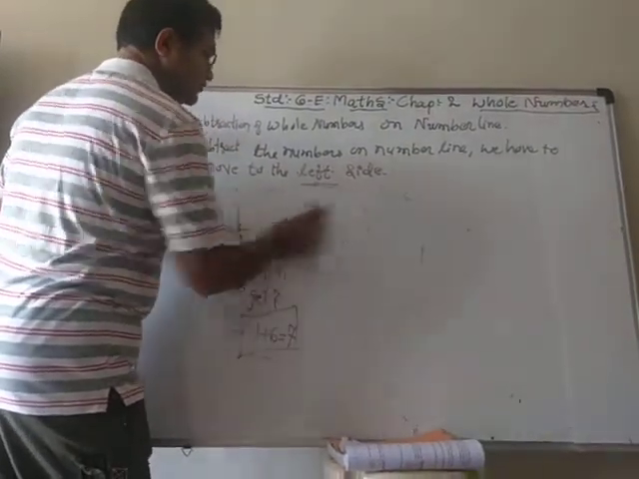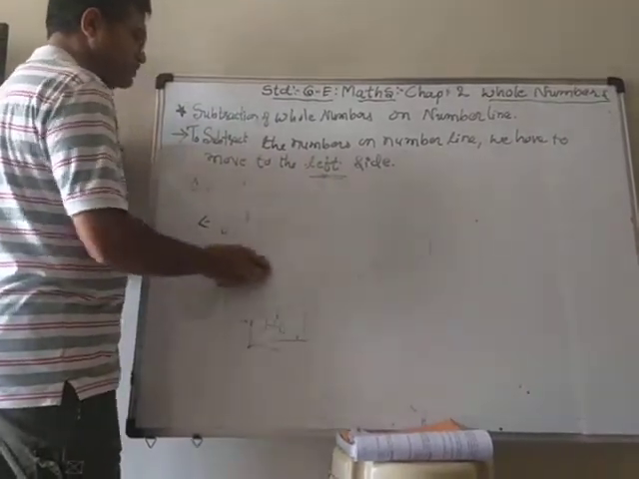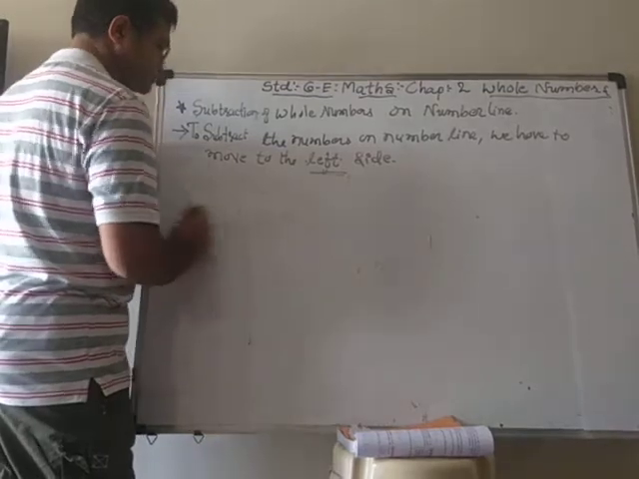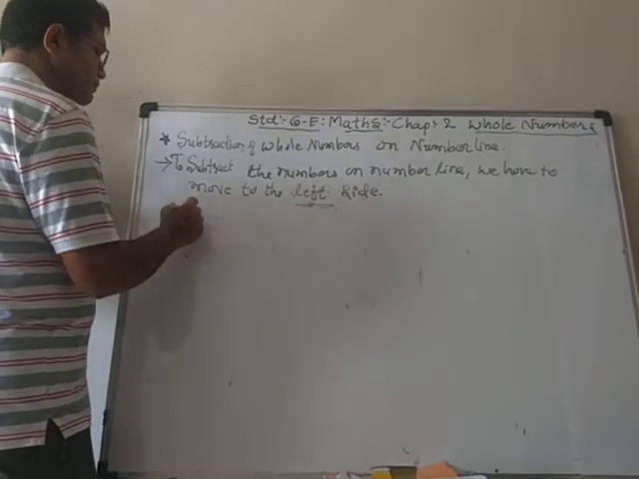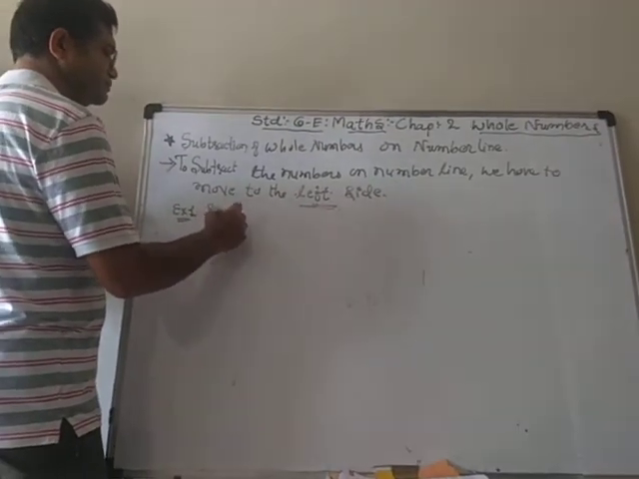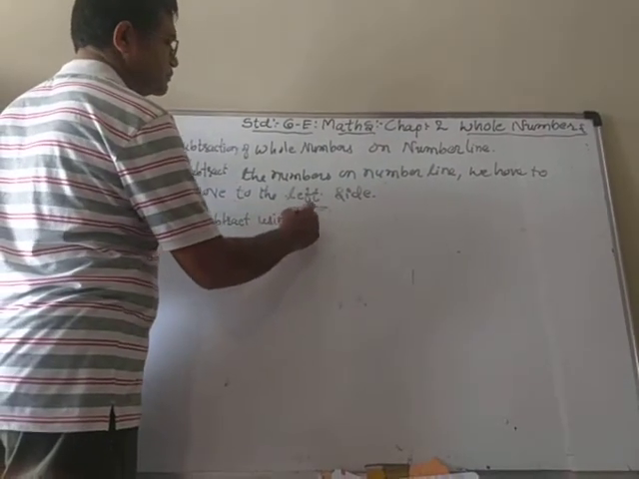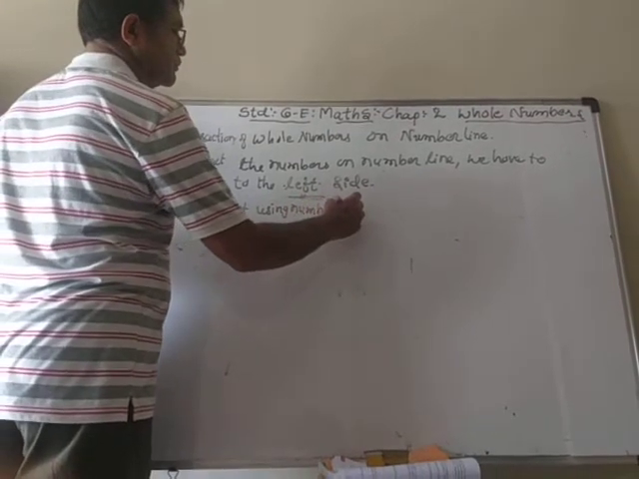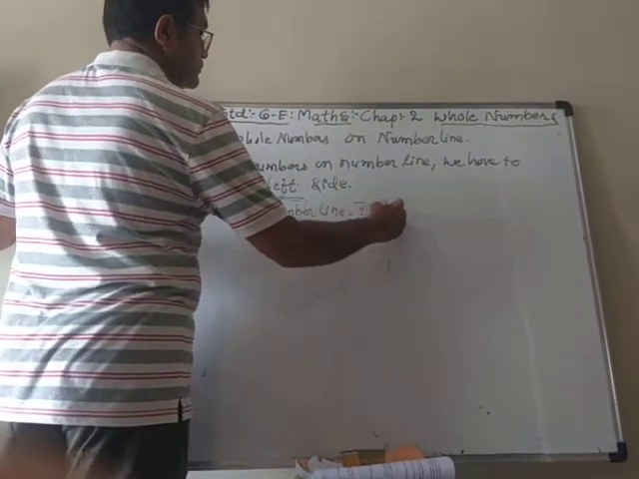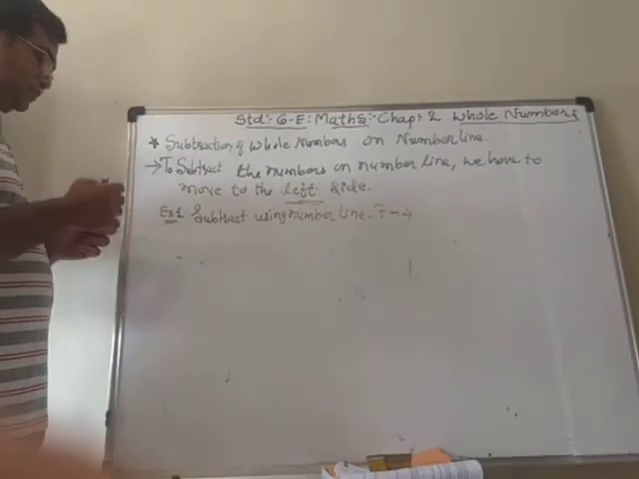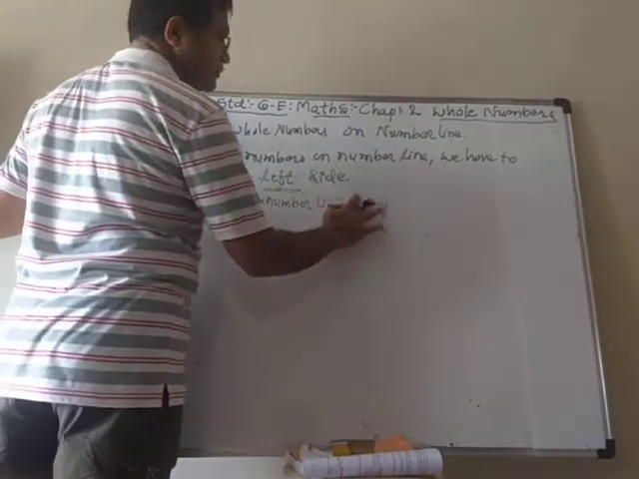So whatever we did from left to right, now we have to come back in the opposite direction, means from right to the left. Here also we can understand with the examples. Subtract using number line. Like 7 minus 4. You have to subtract 7 minus 4. Means 4 must be subtracted from 7.